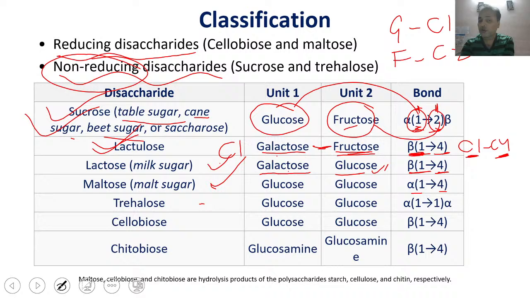Trehalose, we are going to use carbon number 1 of this glucose and carbon number 1 of this glucose. It means both anomeric carbons are used. So is it reducing or non-reducing, trehalose? Because we are using both the anomeric carbons, C1 and C1. You can see here alpha 1, alpha 1. So when you have used both anomeric carbons for bond formation, will it be reducing or non-reducing? Trehalose.